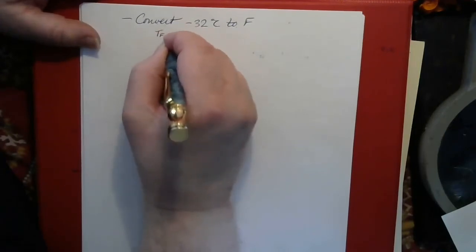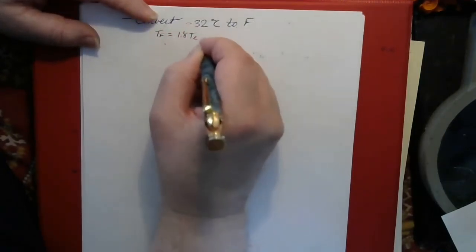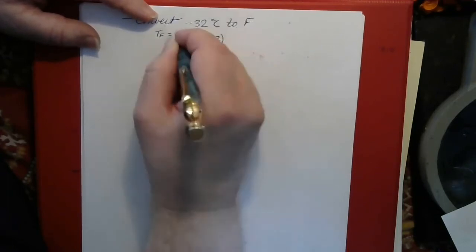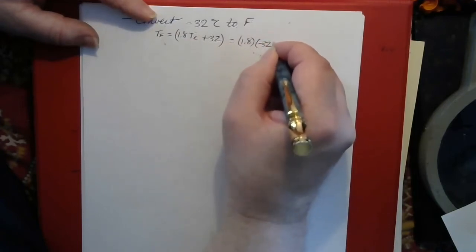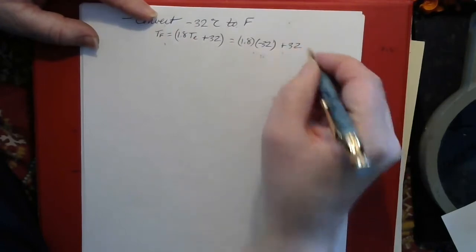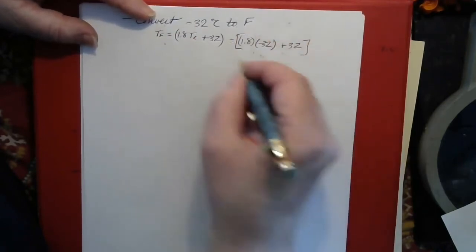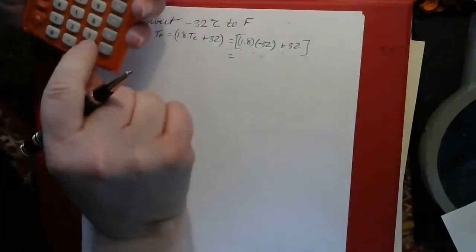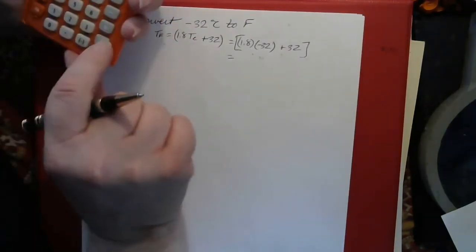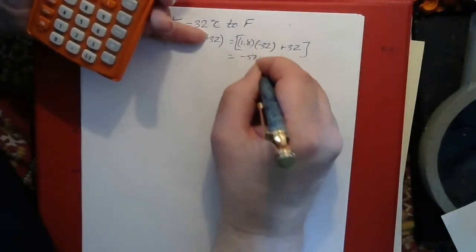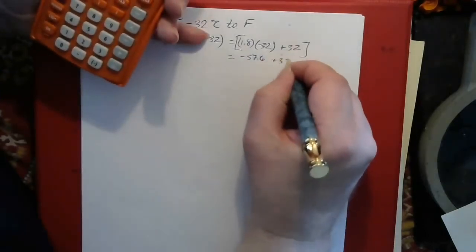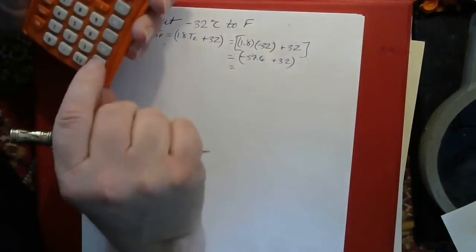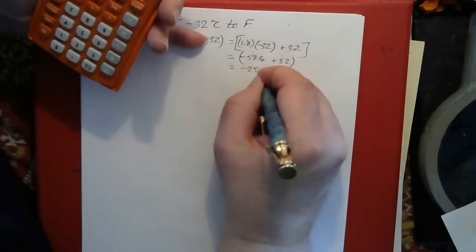Temperature in Fahrenheit is equal to 1.8 times the temperature in Celsius plus 32. So that's 1.8 times negative 32 plus 32. Let's see, negative 32 times 1.8 is negative 57.6 plus 32. And that is negative 25.6 degrees Fahrenheit.